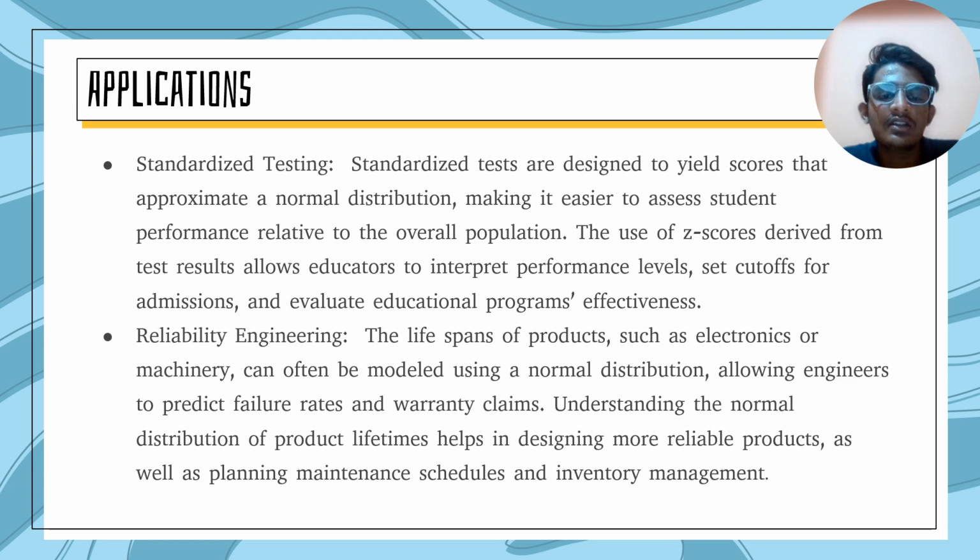Reliability engineering. The lifespan of products such as electronics or machinery can often be modeled using a normal distribution, allowing engineers to predict failure rates and warranty claims. Understanding the normal distribution of product life helps in designing more reliable products as well as planning maintenance schedules and inventory management.